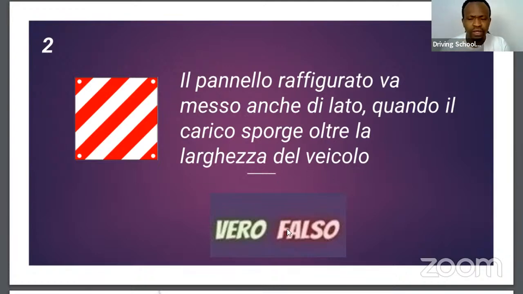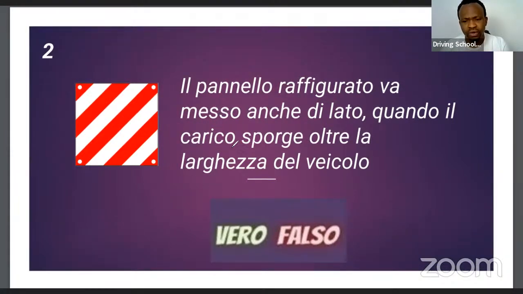Now, il pannello raffigurato va messo anche di lato quando il carico sporge oltre la larghezza del veicolo. There are things I want us to understand here. What is carico sporgente? La parte lato, you understand? And also larghezza del veicolo. These three things I want us to look into.